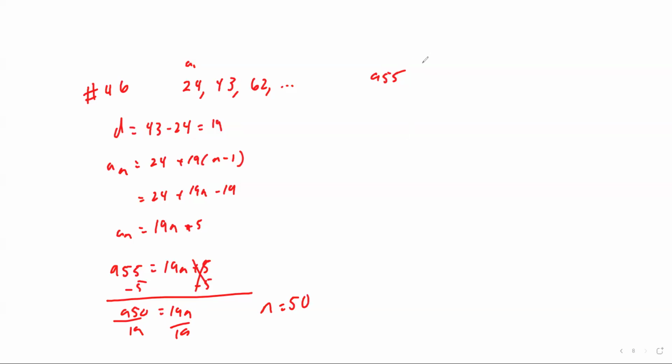So that means that 955 would be how they want the answer, a(50), which again is a lot easier than just adding 19 another 47 times before you get to 955. All right, let's look at another one too. Make sure you have plenty of examples.